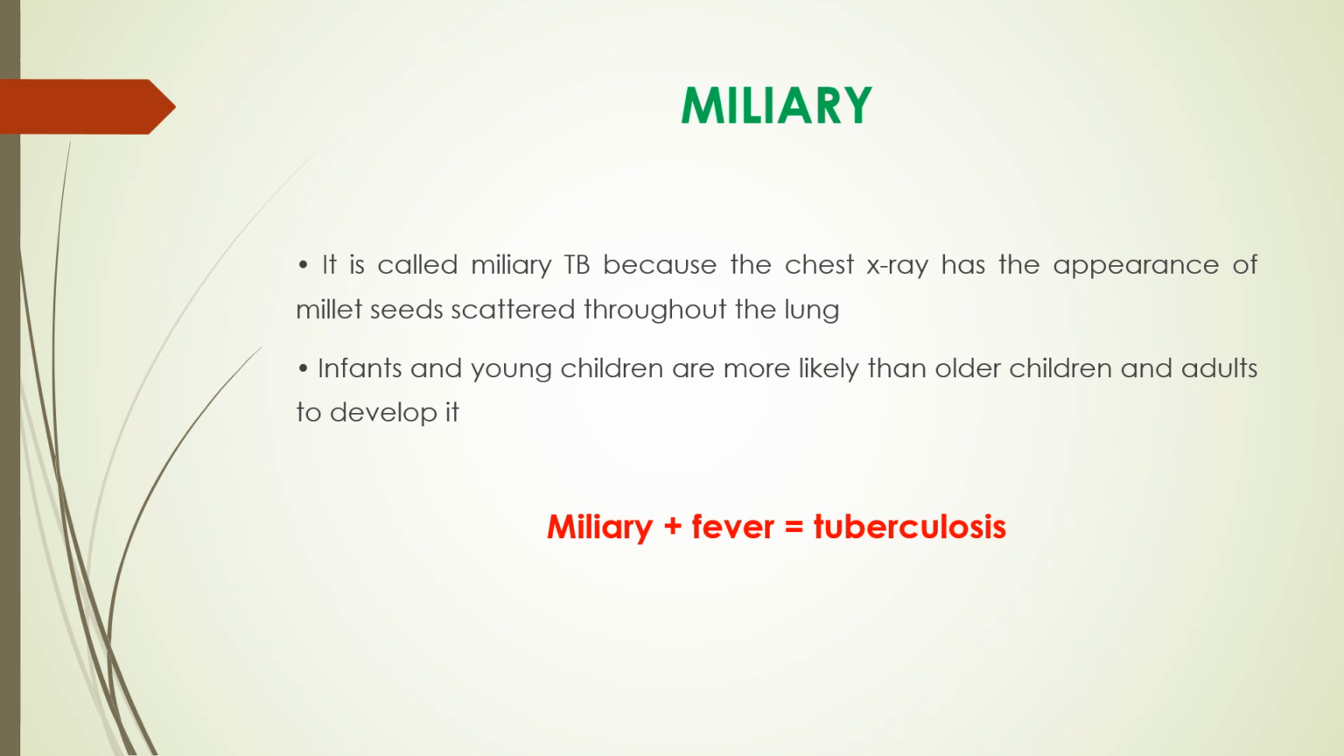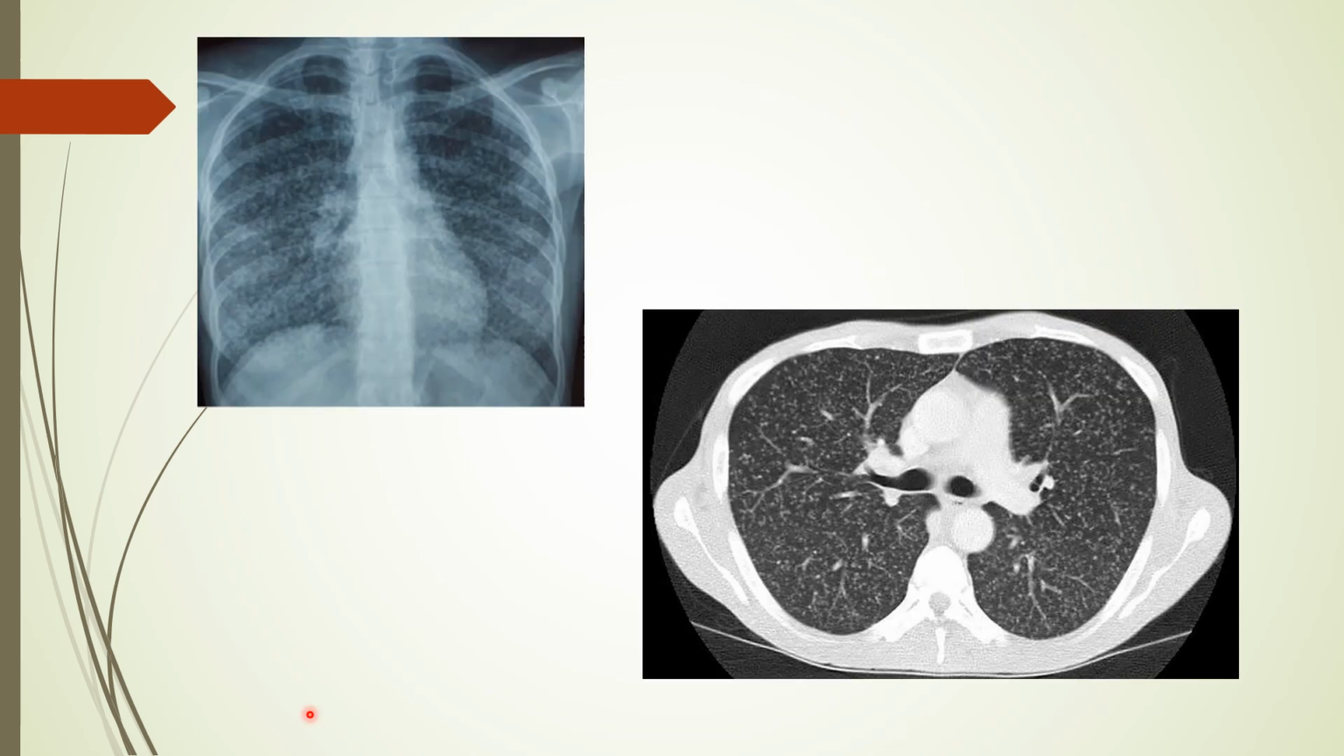It is very common among infants and young children, more than adults and older children. And what we have to keep in mind, when we do a chest X-ray and we have miliary, if you have an associated fever, we have to think about tuberculosis first. We can see here on the chest X-ray a miliary. Those are small nodules which are juxtaposed in the two lungs. And in CT scan, we could see those small nodules juxtaposed and on the two lungs.